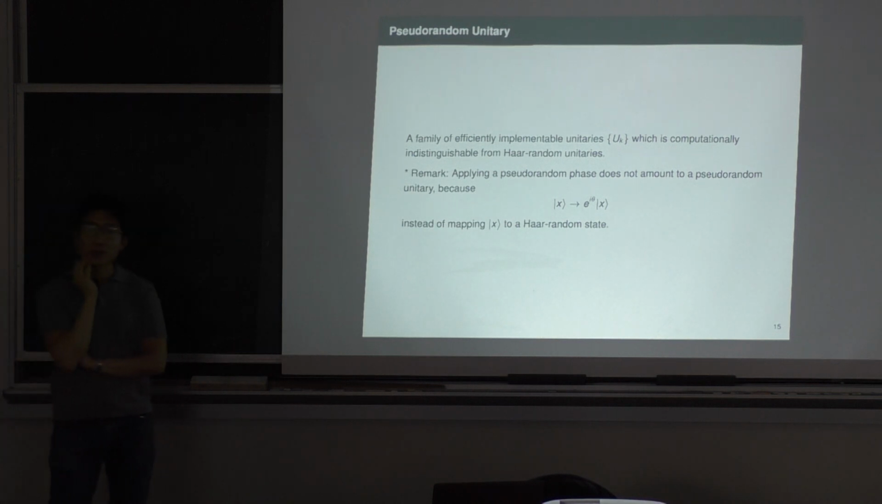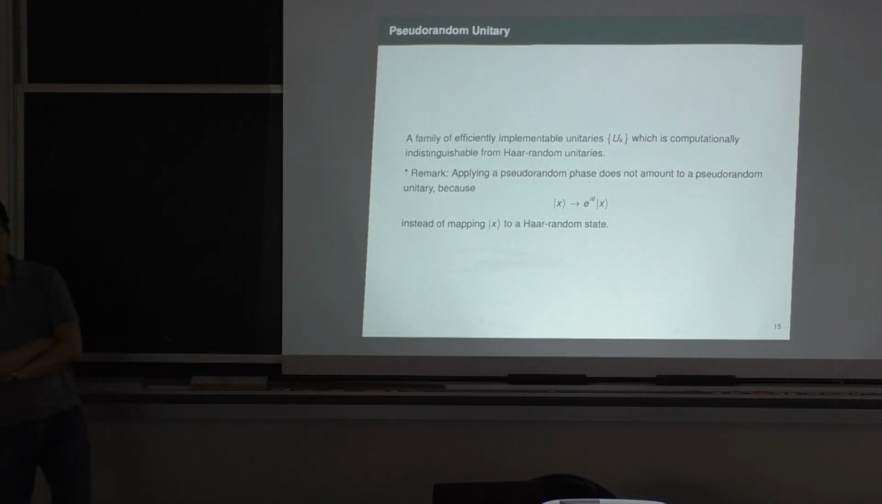So you can implement all these, it's an ensemble of unitaries. Each of these is efficiently implementable using only polynomial resources. But if you try to distinguish this unitary family from a Haar-random unitary, you just won't be able to do that.